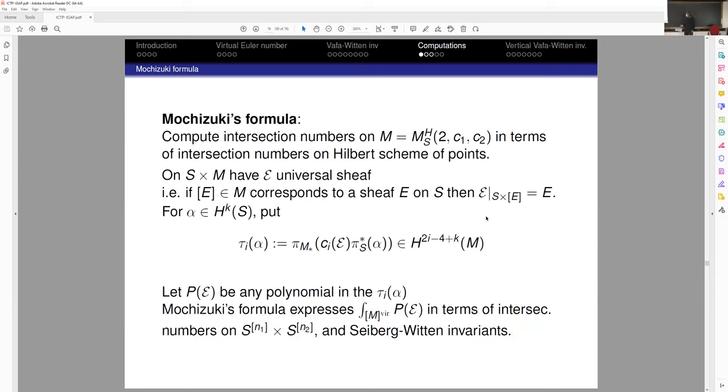And now Mochizuki's formula gives us, if you take any polynomial, which I call P of E, any polynomial in these classes, Mochizuki's formula will express it. If I integrate this thing over the virtual fundamental class, then this number is expressed in terms of intersection numbers from products of Hilbert schemes on S and substitutions.